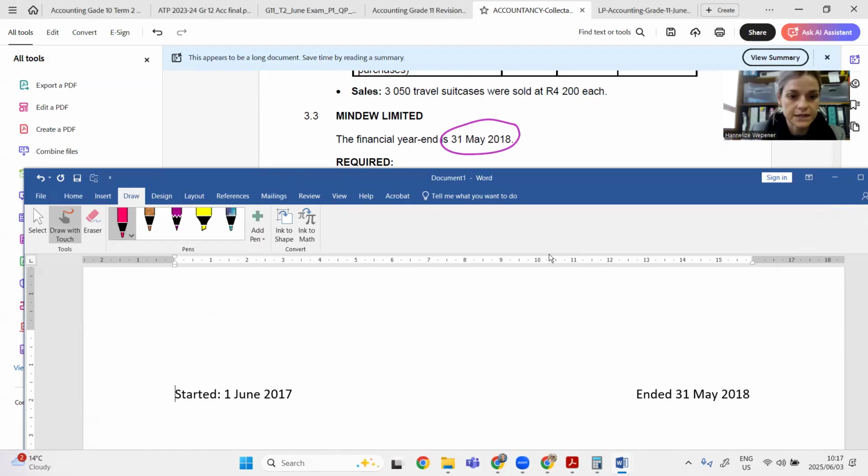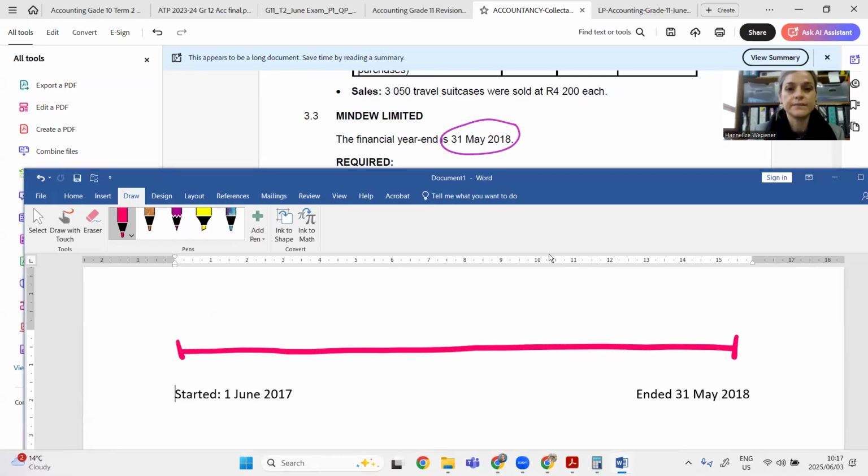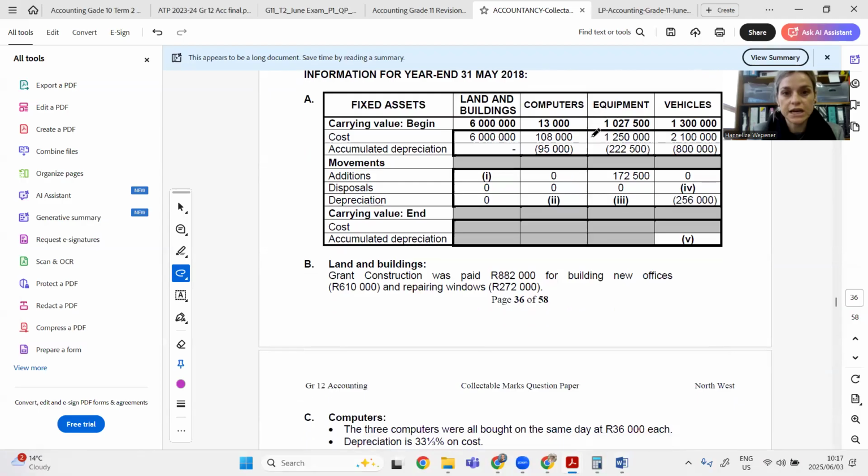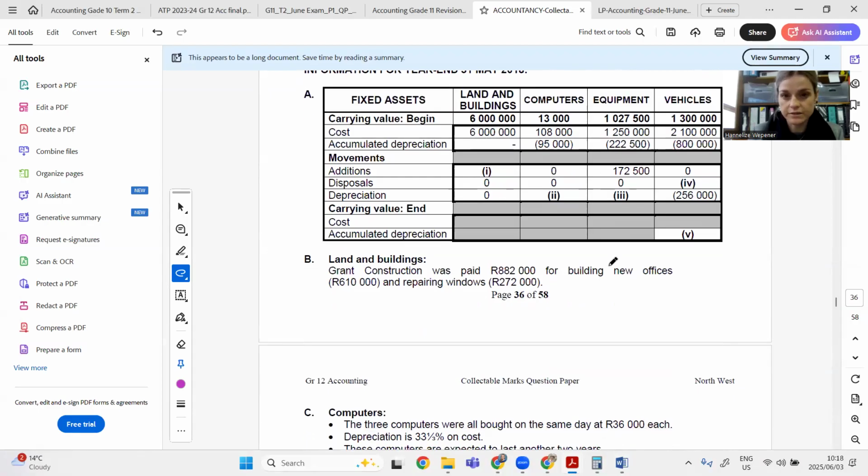Okay, so here's my timeline. Started and ended 31 May 2018. Okay, right. So they want us to fill in the missing information using our fixed assets register. So remember, you're going to look at each one of them separately.